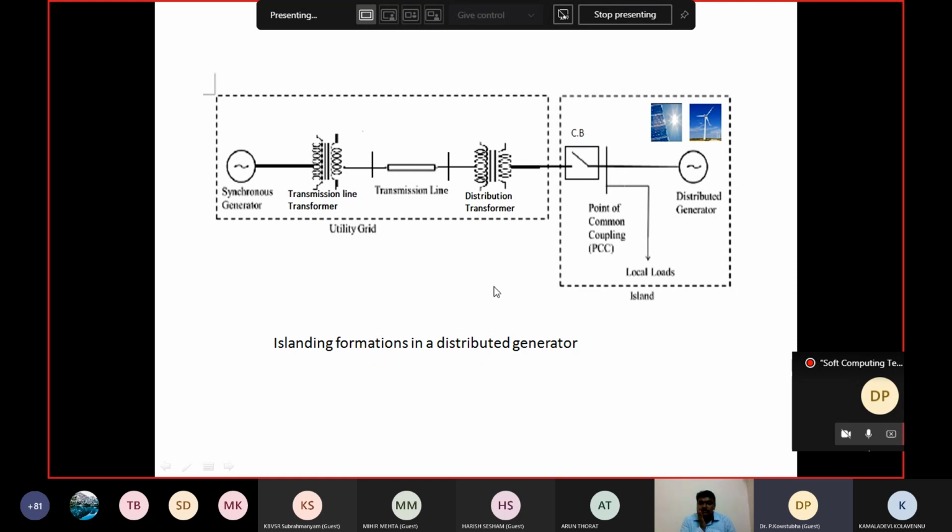Simply, how can we simulate the islanding condition? Simply by opening the circuit breaker which is connected at the point of common coupling. By opening this circuit breaker, we can simulate the islanding condition. That means the supply, or grid, is disconnected from the system, but the distributed generator still energizes the local loads. This is the best example of islanding formation.